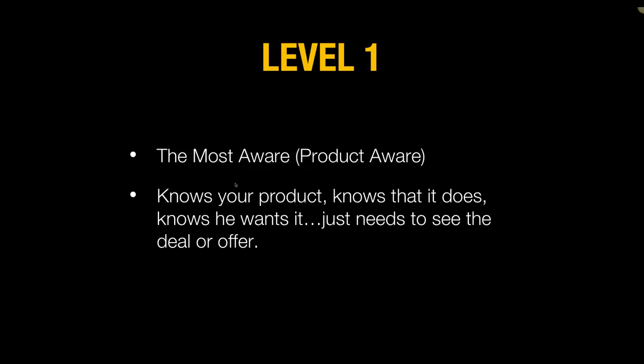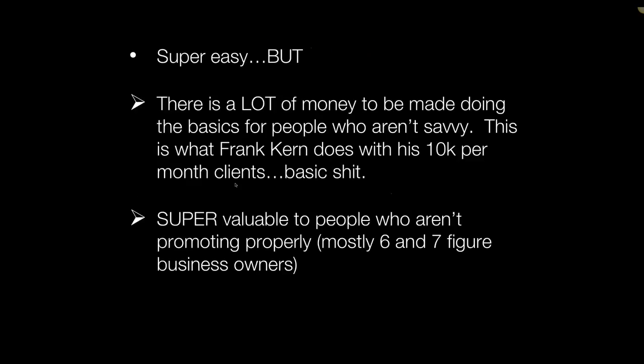Now, in the context of information publishing, you see that Frank Kern does this all the time. And I'll talk about Frank in just a second. But he sells his product at a discount. He sells his old products all the time. That's one of his main offers. And usually he uses them as tripwires into his new offers. So smart guy, but very easy to do, because he's built a brand. They know your product. They know what it does. They know that they want it. They just need to see the deal or see the offer.